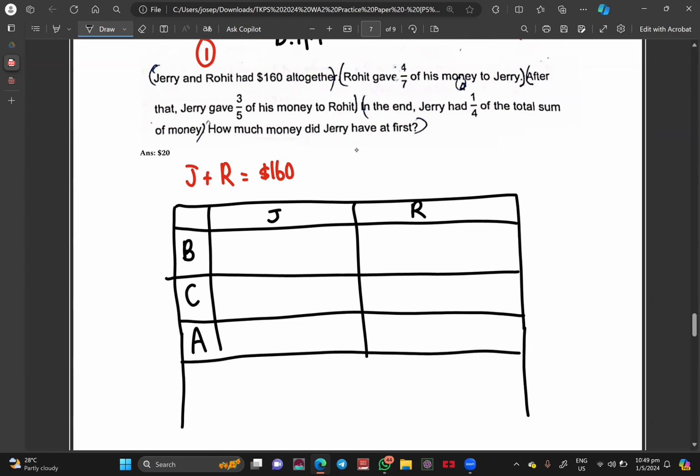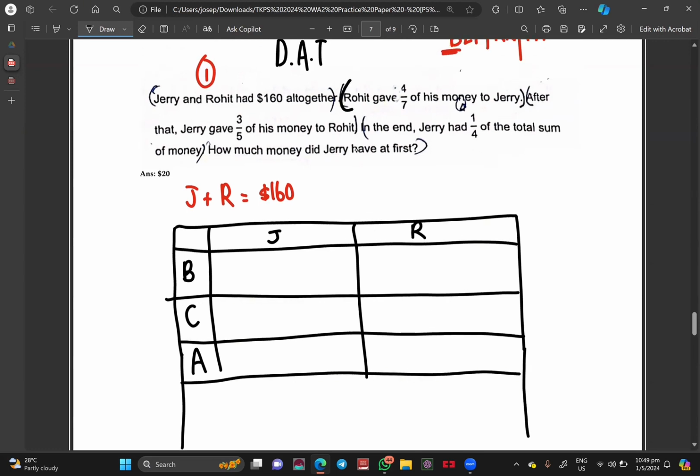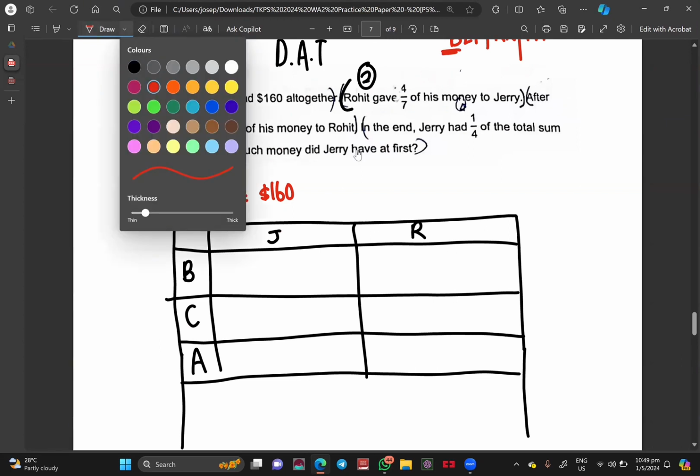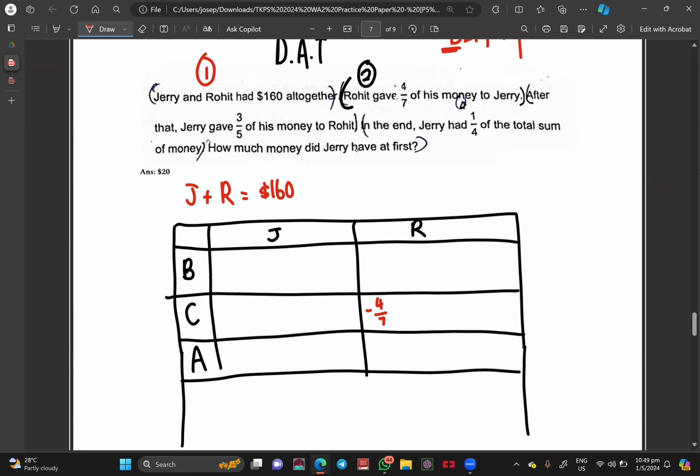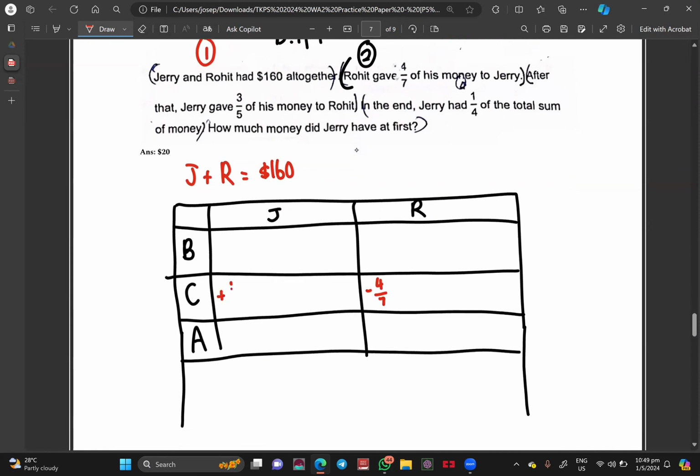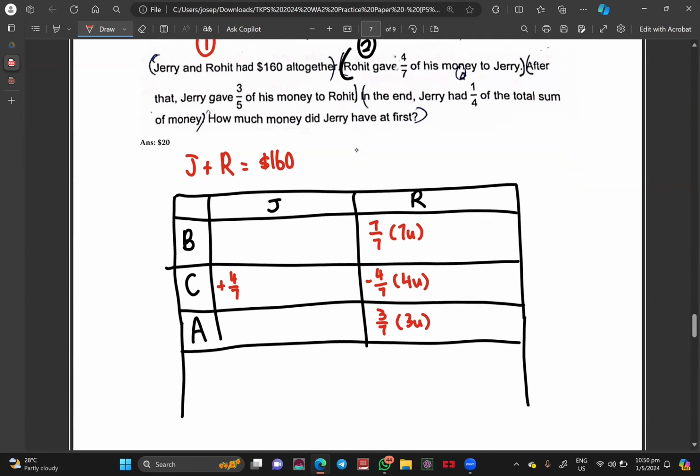So here's what I'm going to do. Listen carefully. Rohit gave 4 over 7 of his money to Jerry. So for Rohit, I'm just going to use red color. So 4 over 7, and this 4 over 7 went to Jerry. Because Rohit gave 4 over 7, Rohit is now left with 3 over 7. That means Rohit started with 7 over 7, so we will say that Rohit is in units. That's what we will do.